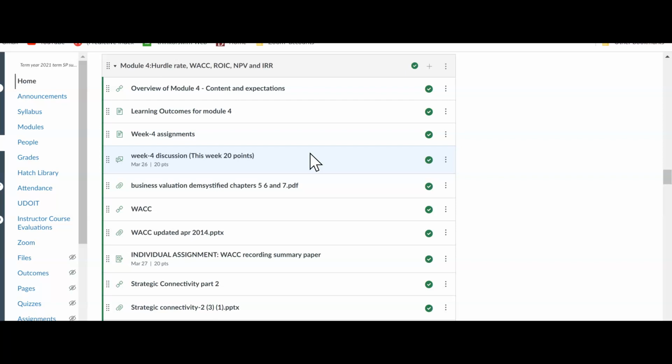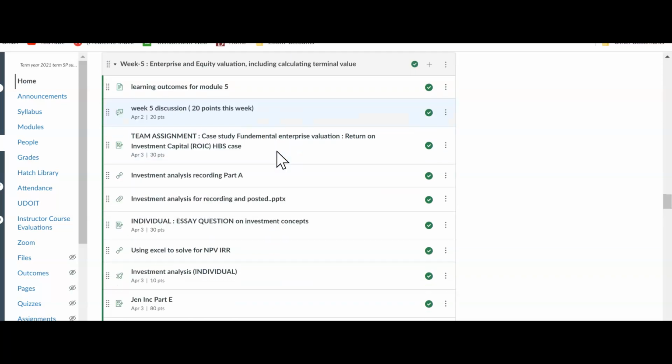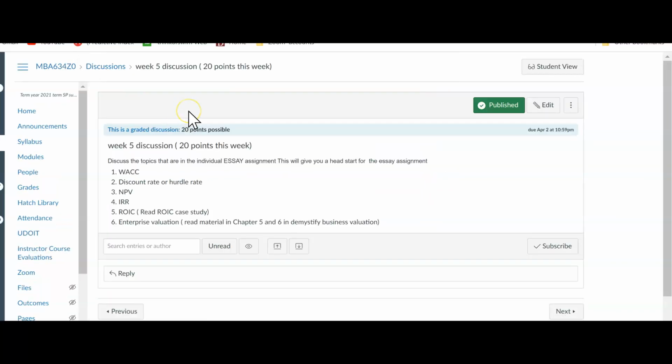In the module for week 5, you're going to learn those, and then we're going to put it all together in the Jennings part E, where you're going to apply all of that. In module 5, again, there are discussion points, worth 20 points this time again, because I think it is super important. I will make you talk about WACC, discount rate, IRR and ROIC a few times, because it is that important, not just for the MBA program, but also in the real world.